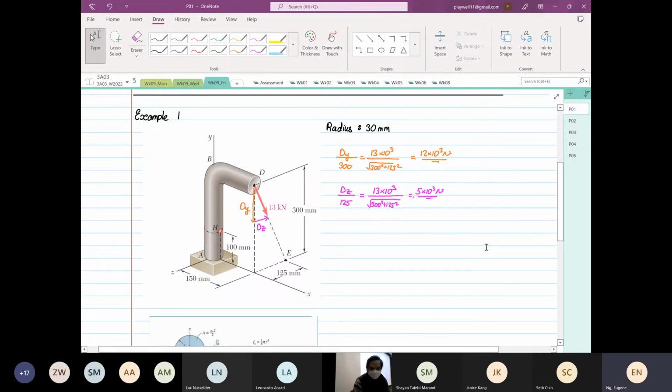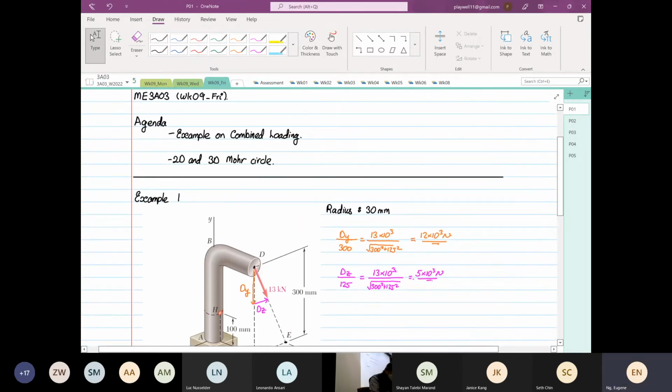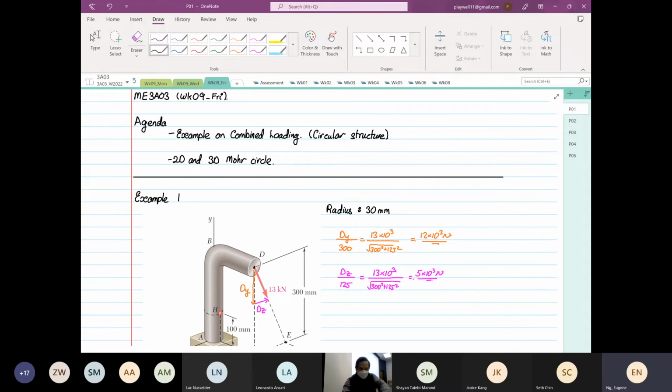Okay, good morning. Today we're going to go to our final example on combined loading, and I'm going to deal with a circular structure today. After this example, I'm going to go to a new topic, which is 2D and 3D Mohr circle. 2D Mohr circle, you guys have seen it before, but I will revise again for 2D, and then we're going to do 3D Mohr circle.